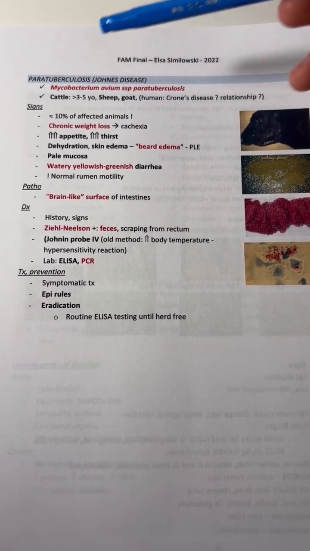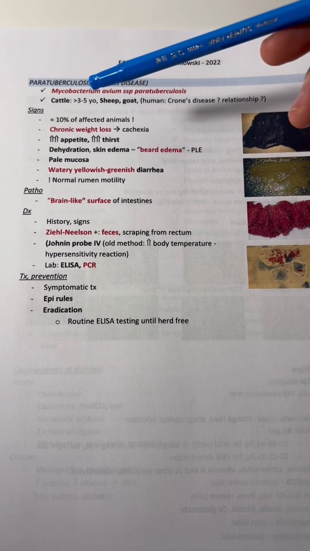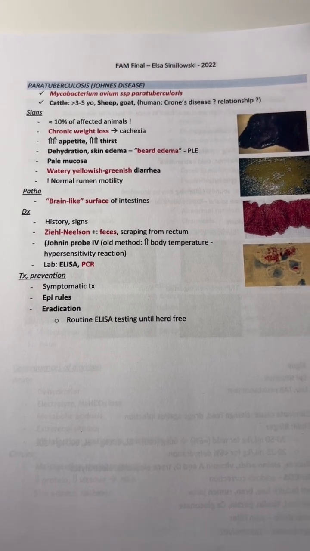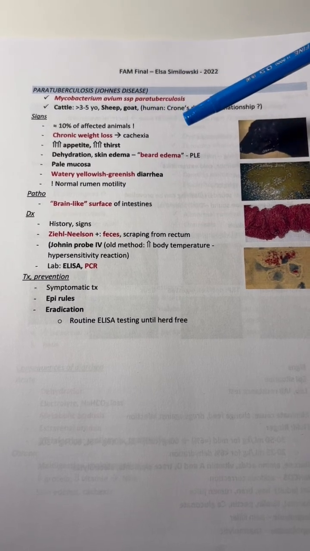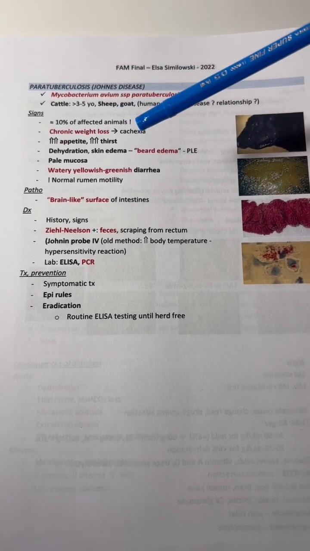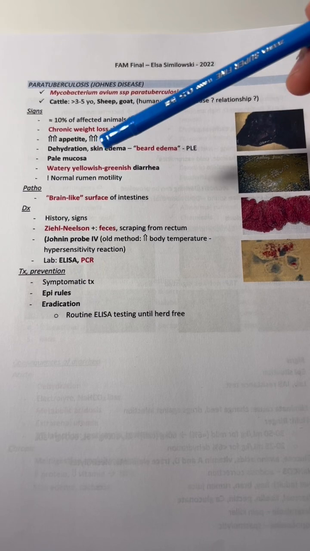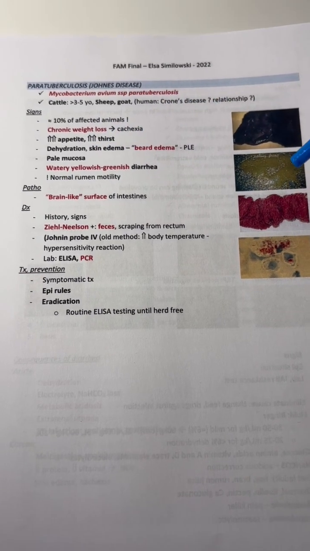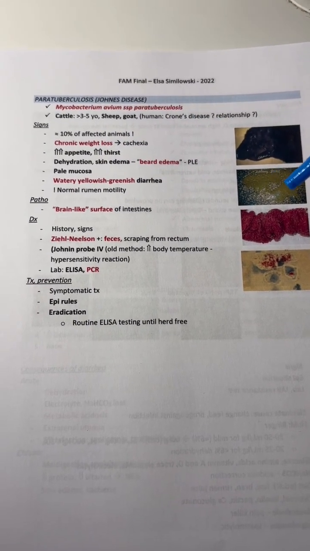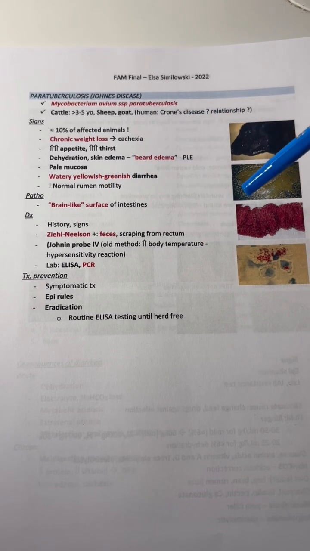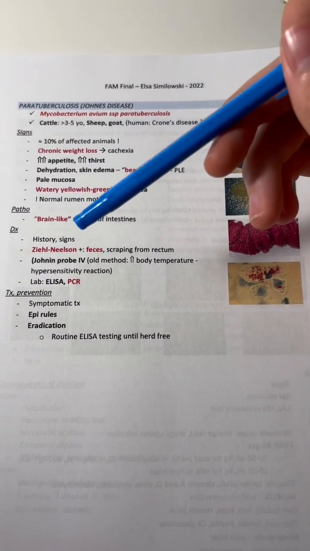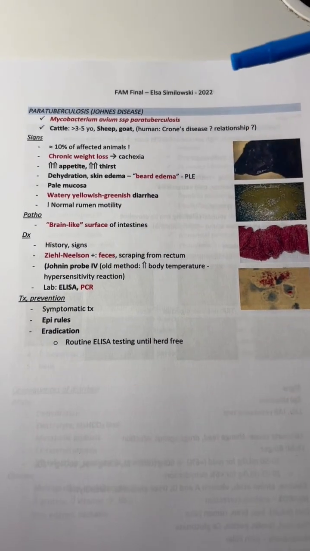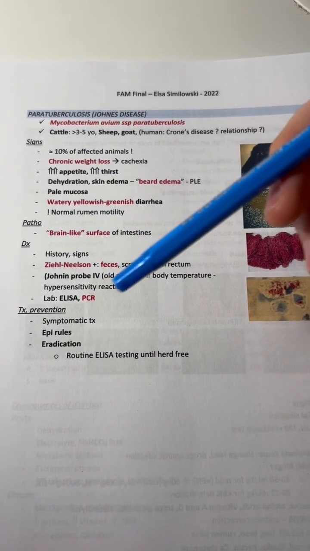It can occur in cattle between the ages of 3 and 5 years old, sheep and goats. For the signs, you'll see chronic weight loss, bottle jaw edema due to the dehydration and skin edema, and watery yellowish greenish diarrhea, as seen here. In the pathology, you'll see brain-like surfaces of the intestine, as seen here. And for the diagnosis, you can do Ziehl-Neelsen as well as PCR. For prevention, follow epidemiological rules and eradication.